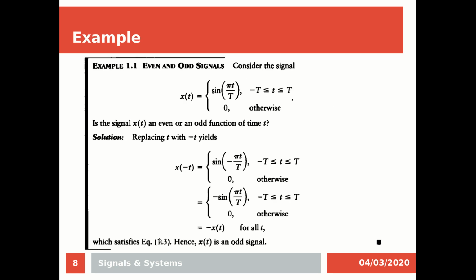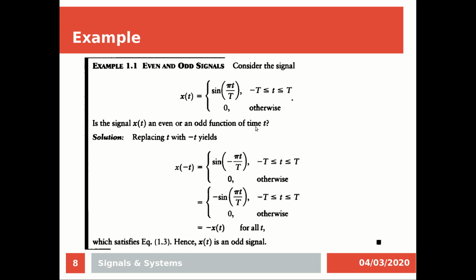Another example from your book, consider this function x of t, it is sine of pi t over T, where the small t is less than the capital T and higher than or equal to minus T, and 0 otherwise. So is this signal an even or odd function over the time t?